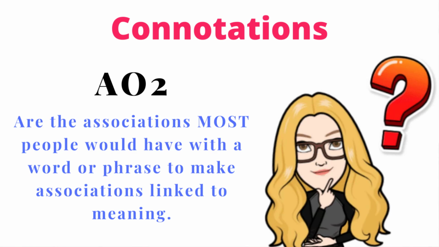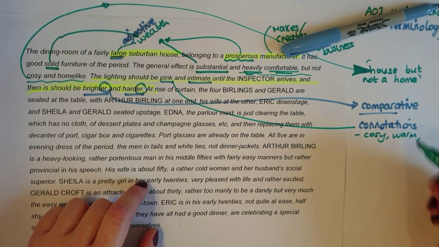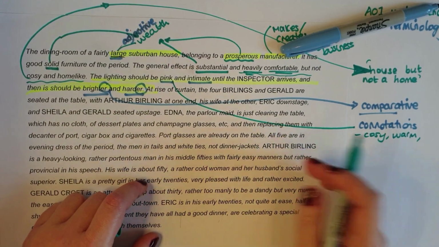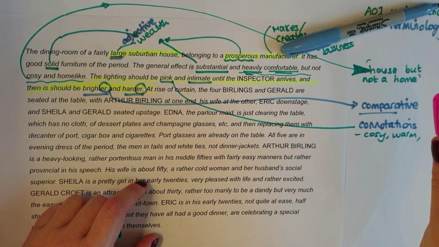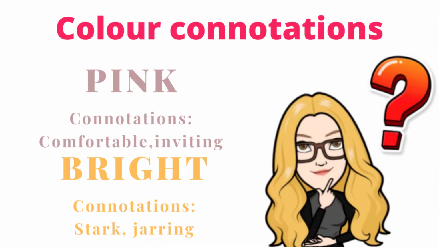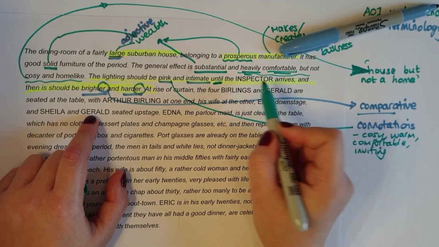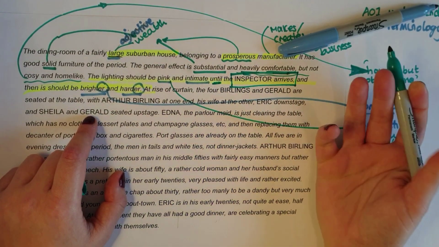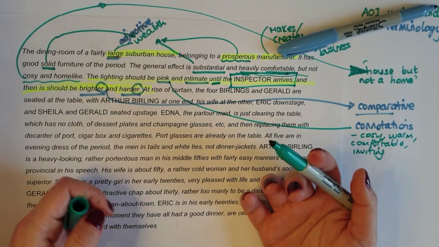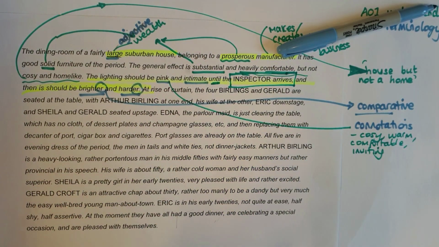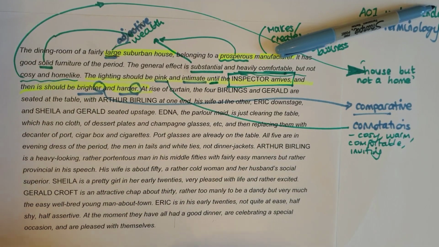Connotations, pink and intimate, cozy, warm. Pink's a lovely warm shade, suits me really well. But, you know, I'm a warm, so. But I love the kind of connotations of pink. Okay, I'm thinking comfortable, inviting. Okay, and then until the inspector arrives, so he triggers a change, which is really what the whole play's about. I mean, he comes and inspects the family and their morality.